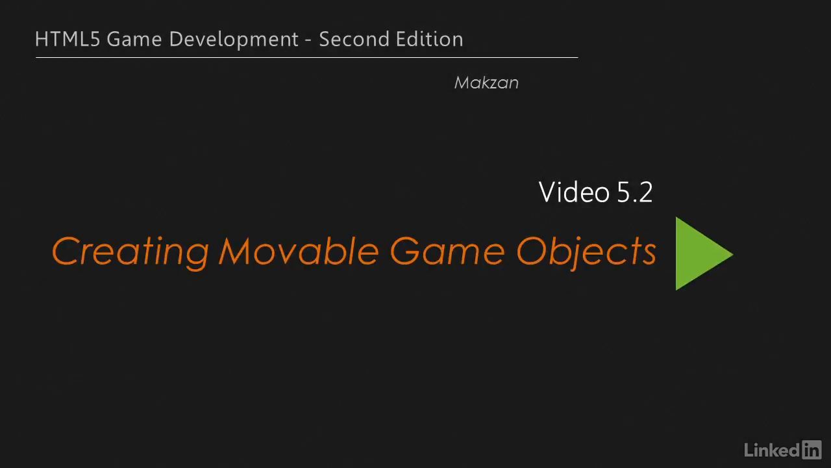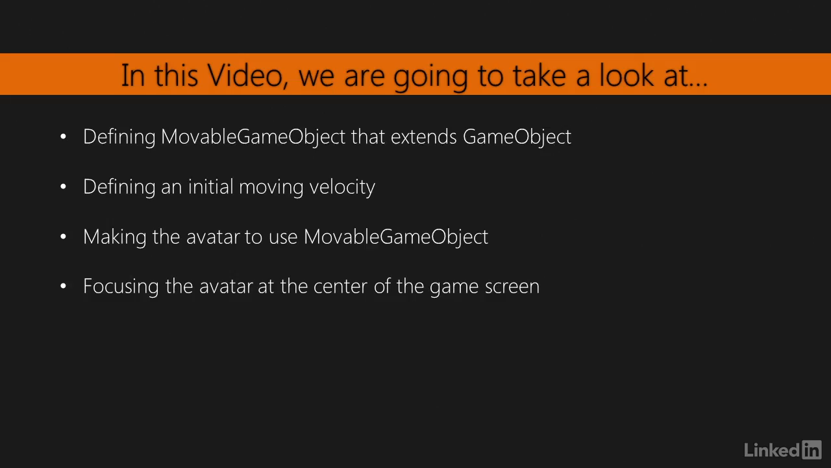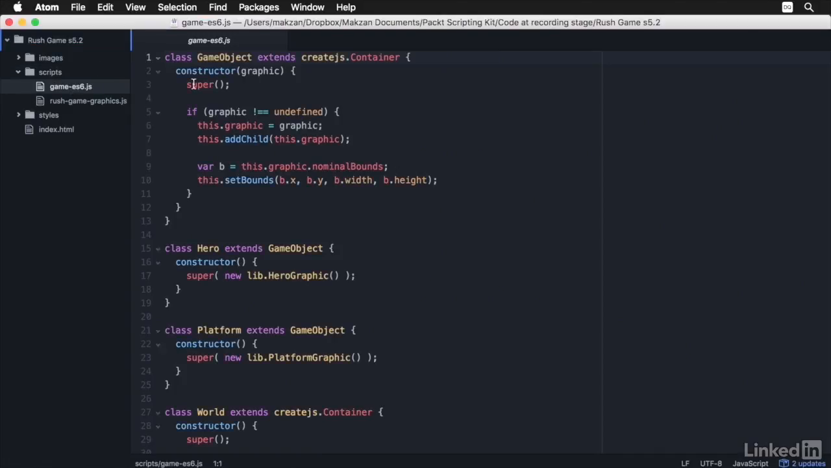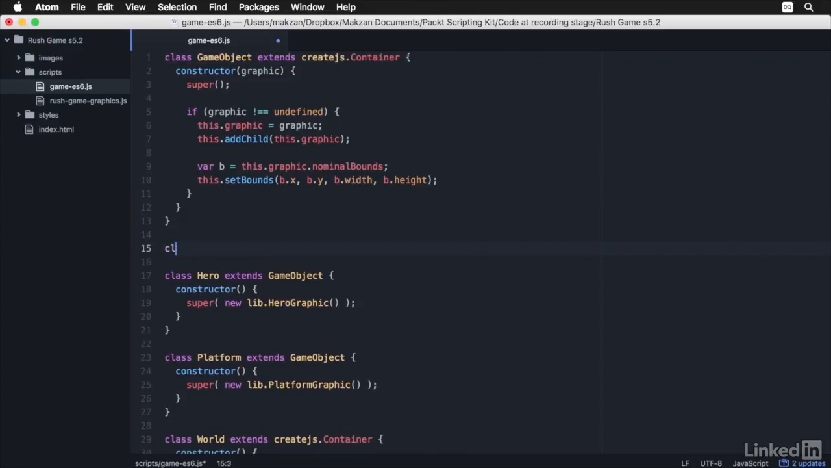In the last video, we implemented logic to check if the hero is standing on any platform. In this video, we extend the game object to define moving logic. We will begin by extending the game object with moving logic, and then we will make the hero use the movable game object. We will also focus the hero at the center of the game screen whilst it is moving. Let's begin at the game es6.js file in the project.